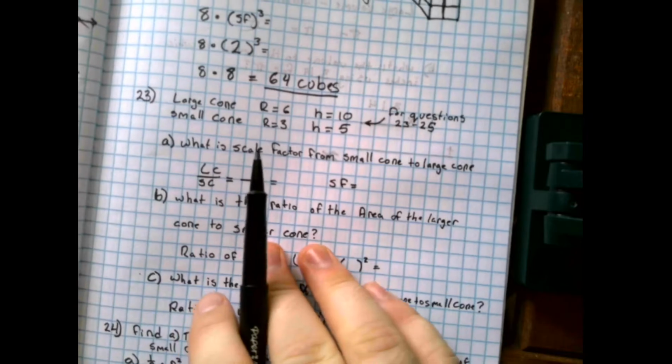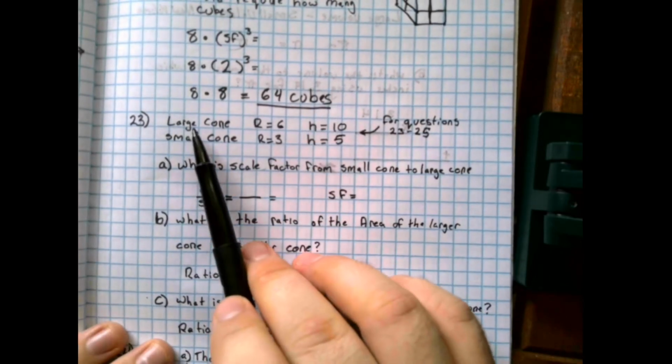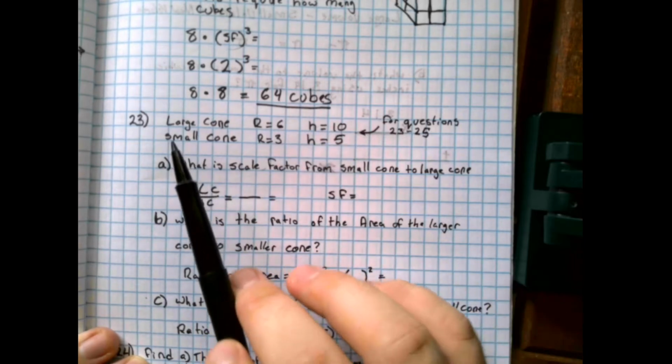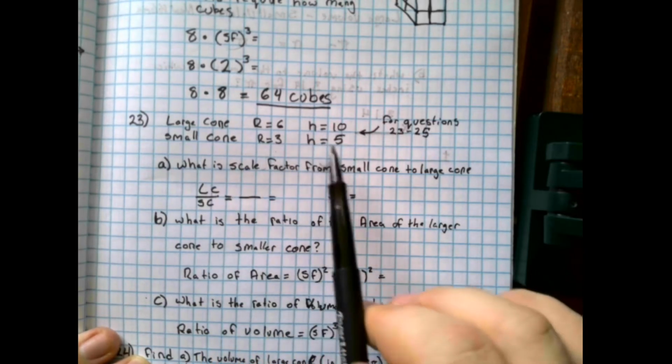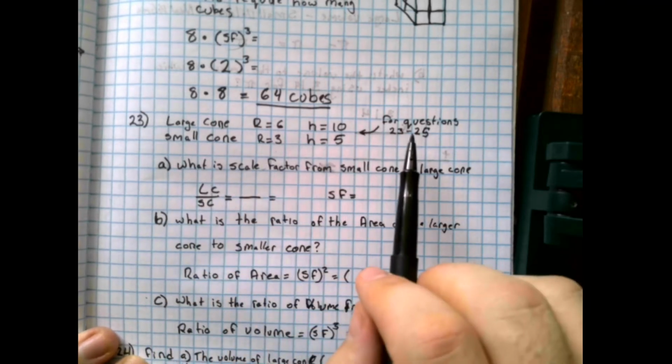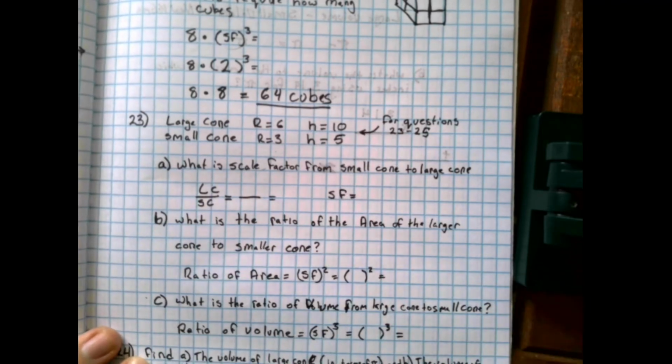Now, we're given some information about 2 cones. We have a large cone with a radius of 6 and a height of 10, and a small cone with a radius of 3 and a height of 5. We're told that this information will be for questions 23 to 25.